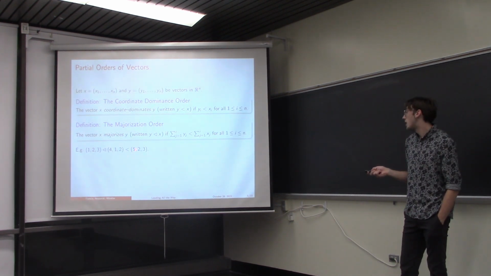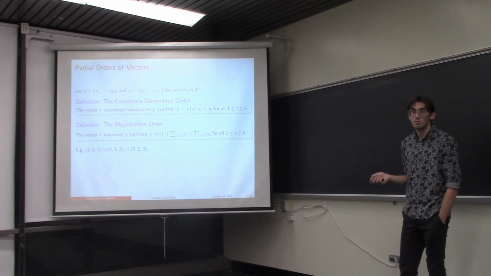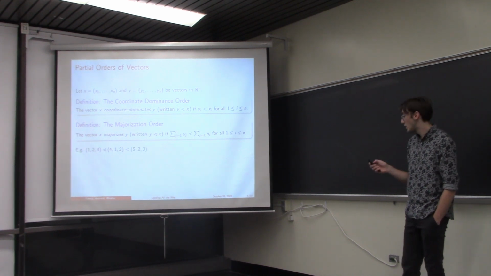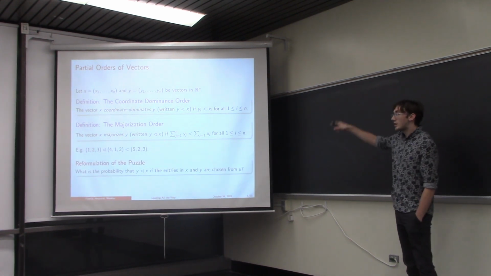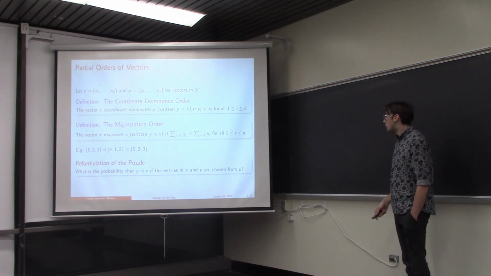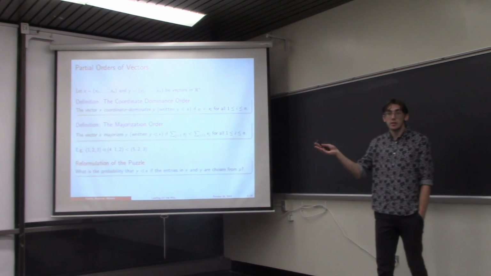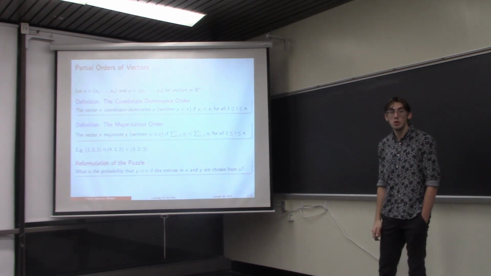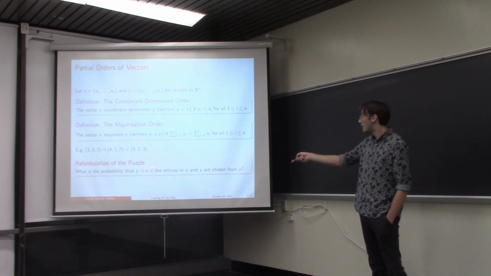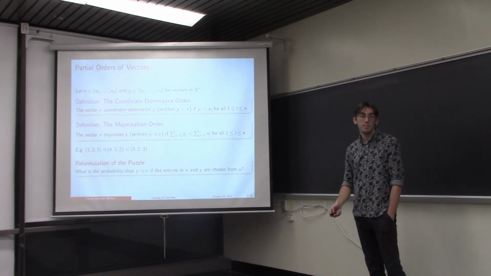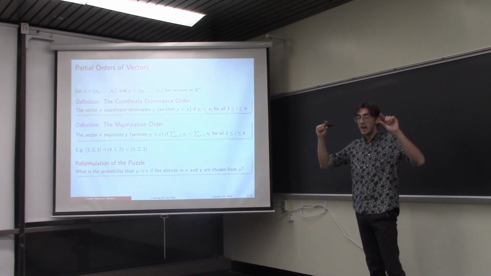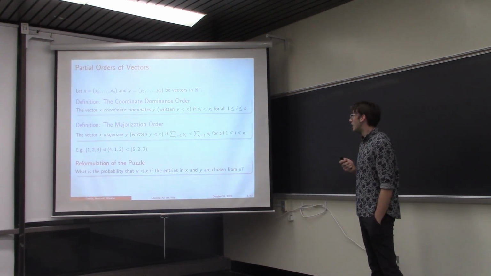But 5, 2, 3 just coordinate dominates 4, 1, 2 because 5 is bigger than 4, 2 is bigger than 1, and 3 is bigger than 2. Okay? Got it? And so now we can reformulate the puzzle. So if x and y are vectors whose entries are independently chosen from some probability distribution mu, then we want to know what's the probability that x majorizes y. So take that big paragraph, shrink it down to one line. So hopefully you can remember that.